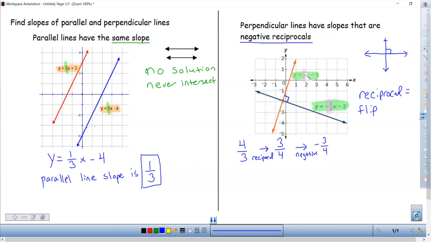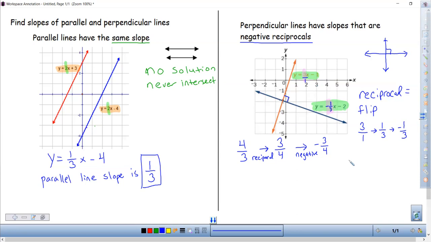So in this case, they took 3. There is an invisible 1 underneath that 3. So they did 3/1, and then they took the reciprocal, which is flipping it, 1/3, and then they made it negative 1/3. And that's why you see negative 1/3 as the slope for the perpendicular line.